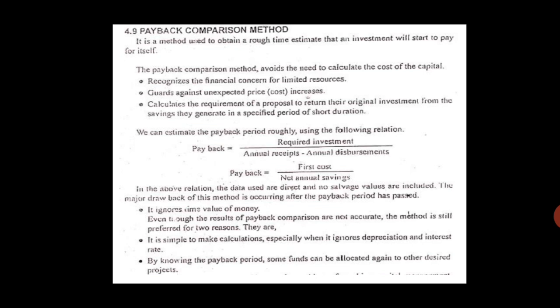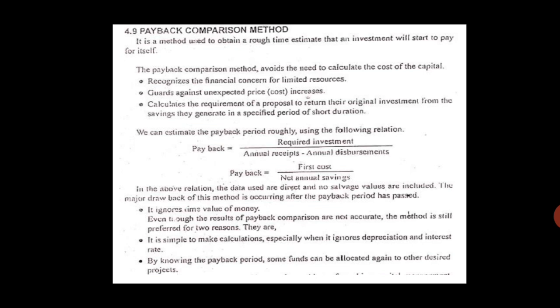The formula is very simple here, you can see. Payback is equal to the required investment, that is P, what we invest, divided by annual receipts minus annual disbursements. That is, if you simplify, payback is equal to first cost divided by net annual savings.